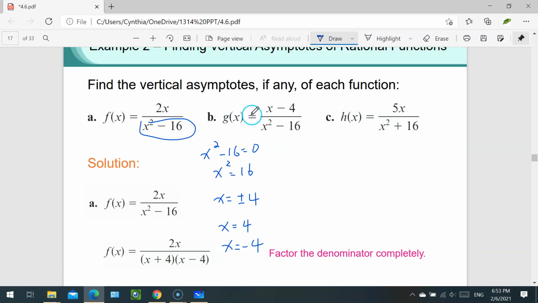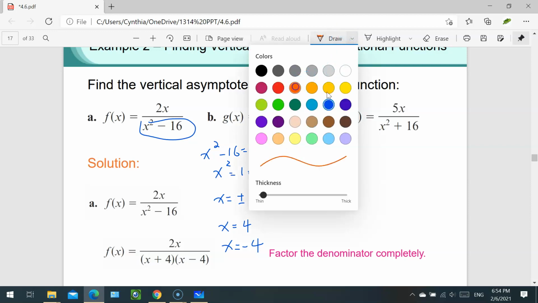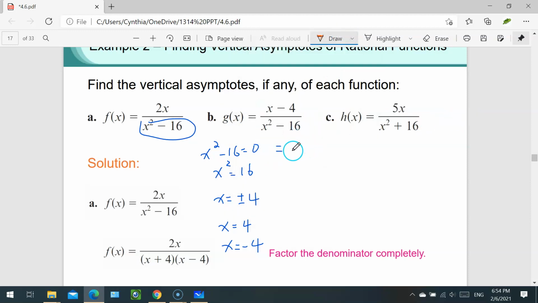We do the example B. G function has x minus 4 over x squared minus 16. Let me change another color. So when I look at the function, I realize the bottom part here, the bottom part we call it the binomial form. So when you have the binomial form, both of the terms, they come with a perfect square.